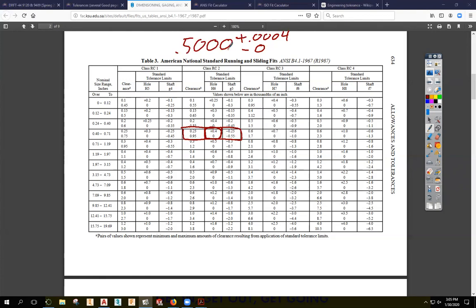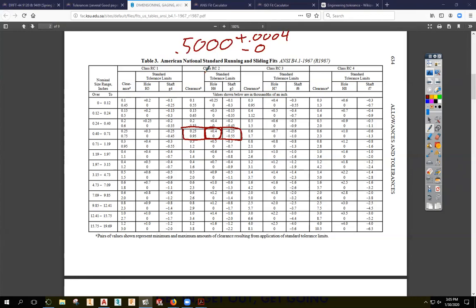Okay, so now that hole diameter, I've only got 4 ten-thousandths of an inch of tolerance on the diameter total. A lot more precise than else. So lower numbers have tighter tolerances. So an RC2 fit is a lot tighter of a clearance fit than an RC9 fit. Okay.